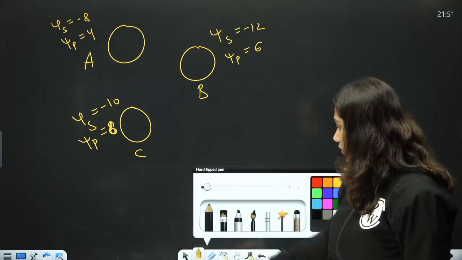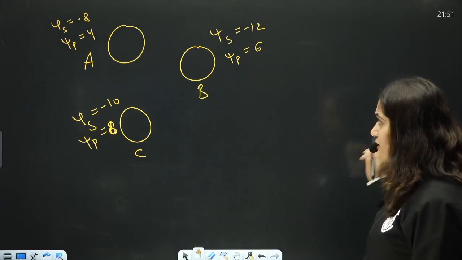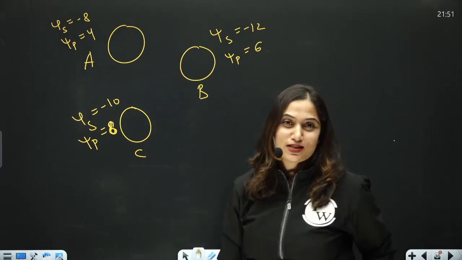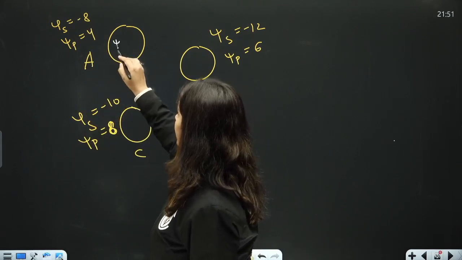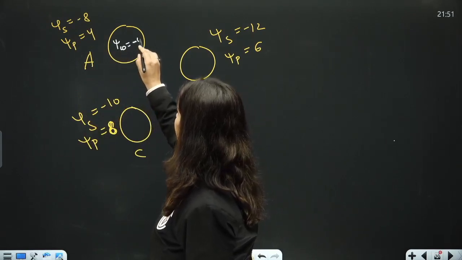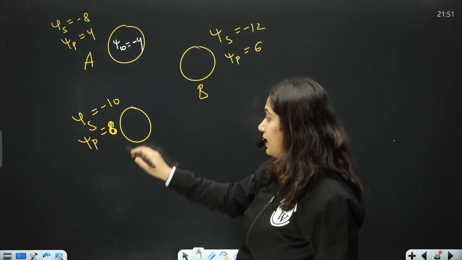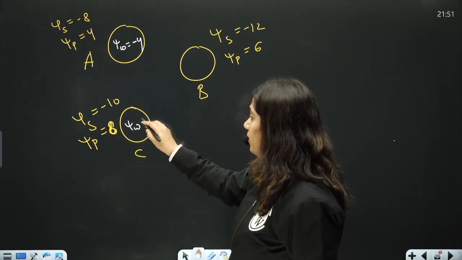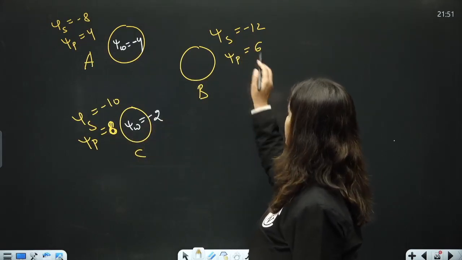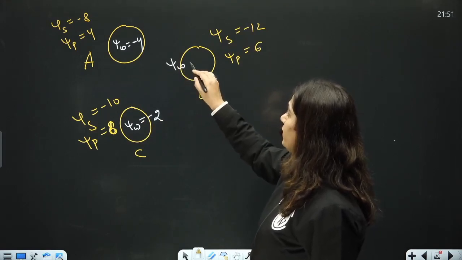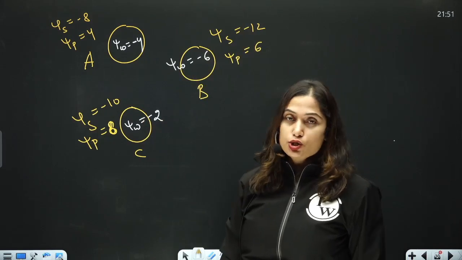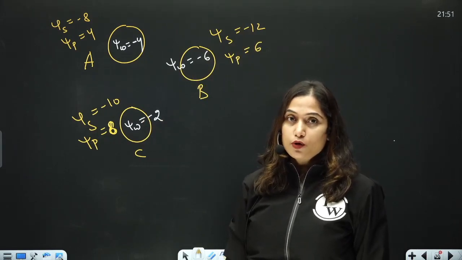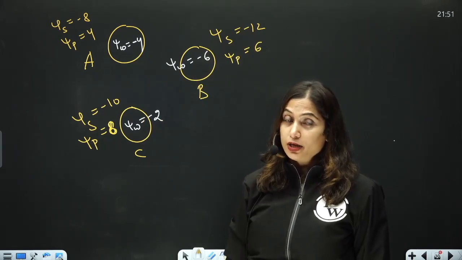So what will we have to do here? We'll have to calculate the water potential. We know the formula is psi S plus psi P. So -8 plus 4, water potential will be -4. -10 plus 8, water potential will be -2. -12 plus 6, water potential will be -6. Clear? I have just told you that water will move from high water potential to low water potential.